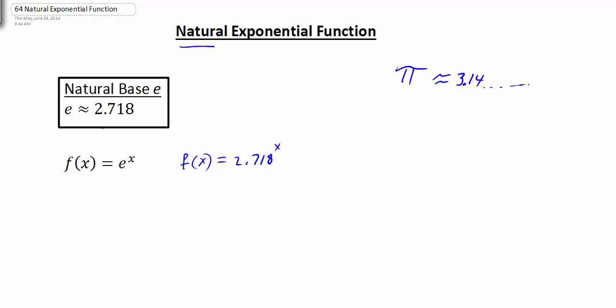So when we talk about this natural base e here, it's representing this approximate decimal here, 2.718. So it's a little bit less than 3. So really nothing else has changed except for this is representing our base.